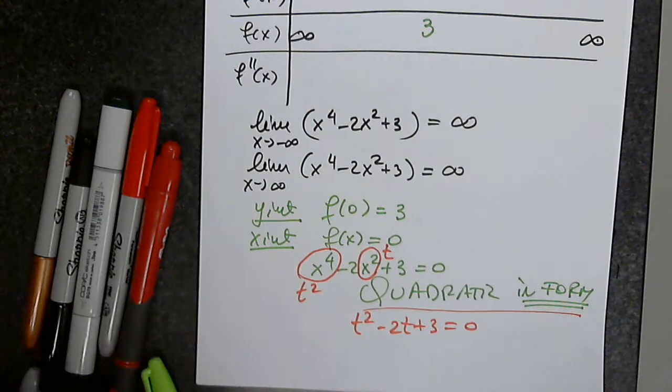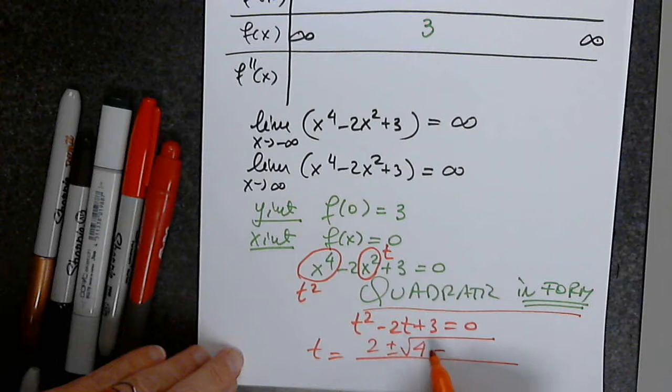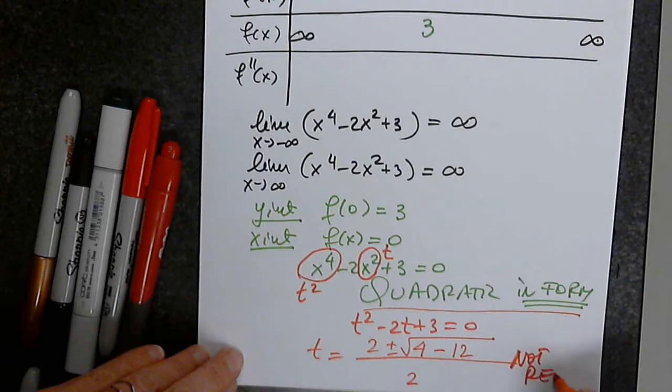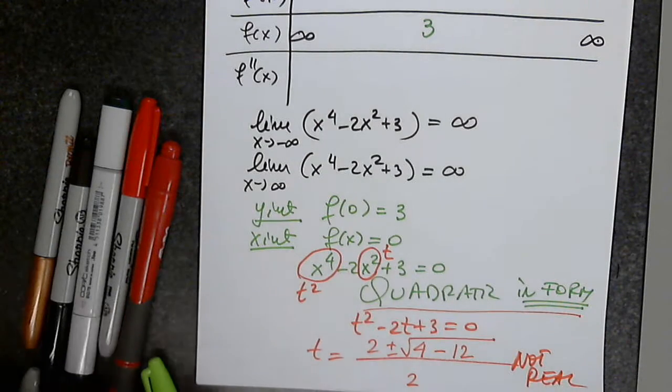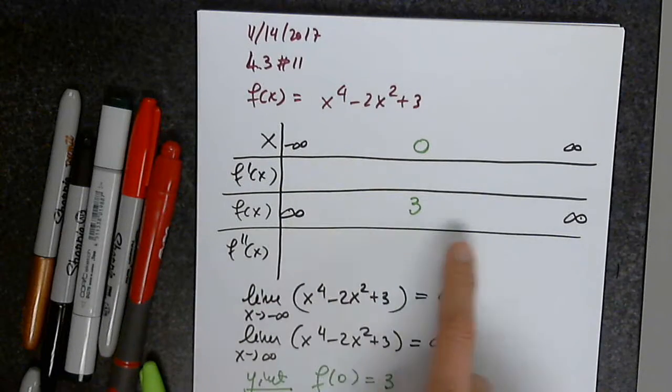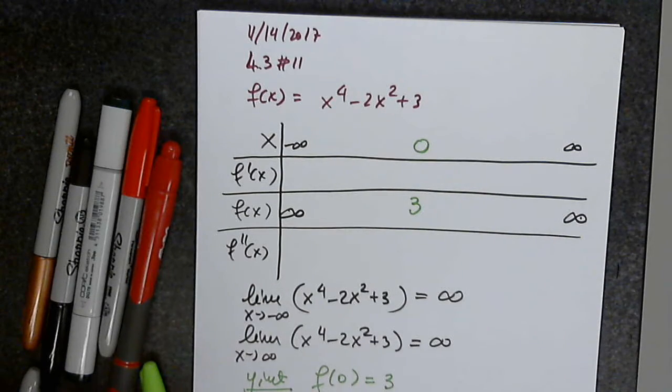So then t equals negative b plus or minus the square root of b squared minus 4ac, 4 times 3 is 12, over 2a. Not real. It turns out that the equation has no x-intercepts. 4 minus 12 is not a real number. So since it starts at positive infinity and goes back to positive infinity, this function never touches the x-axis.